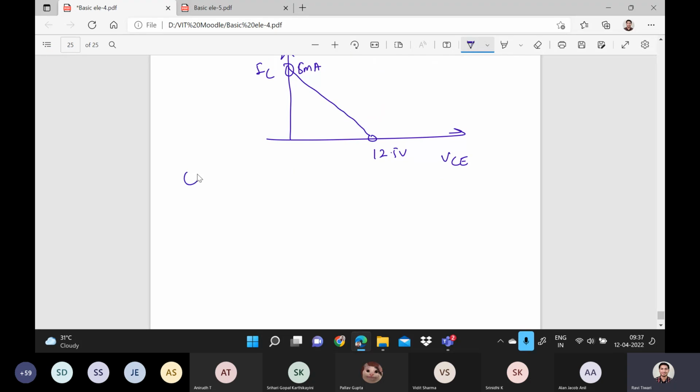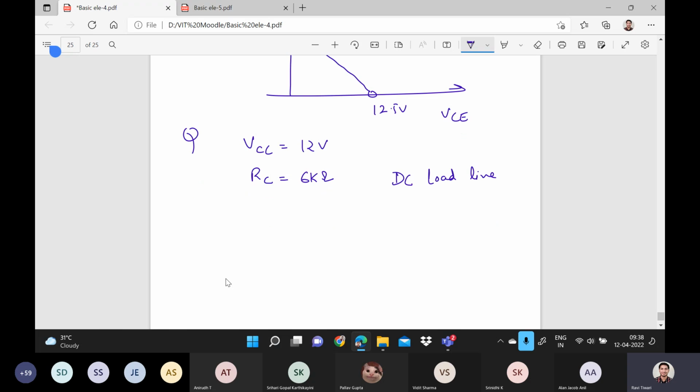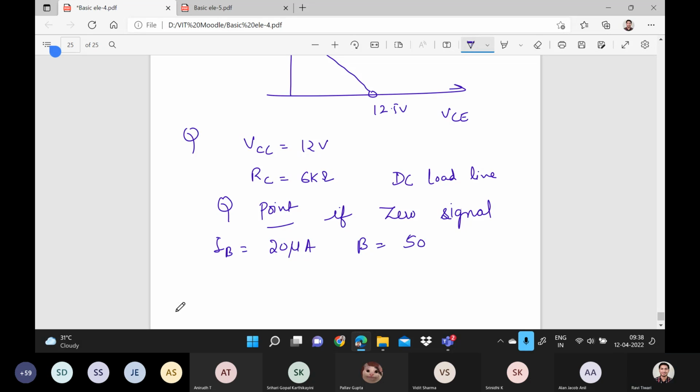Now, in the second question, they said if VCC is 12 volt and RC, that is the collector resistance, is 6 kilo ohms, draw the DC load line. That is the first thing, DC load line. And then they are saying, what will be the Q point if zero signal base current, that is the IB, is equals to 20 microampere and beta is equals to 50, right? This is the question.